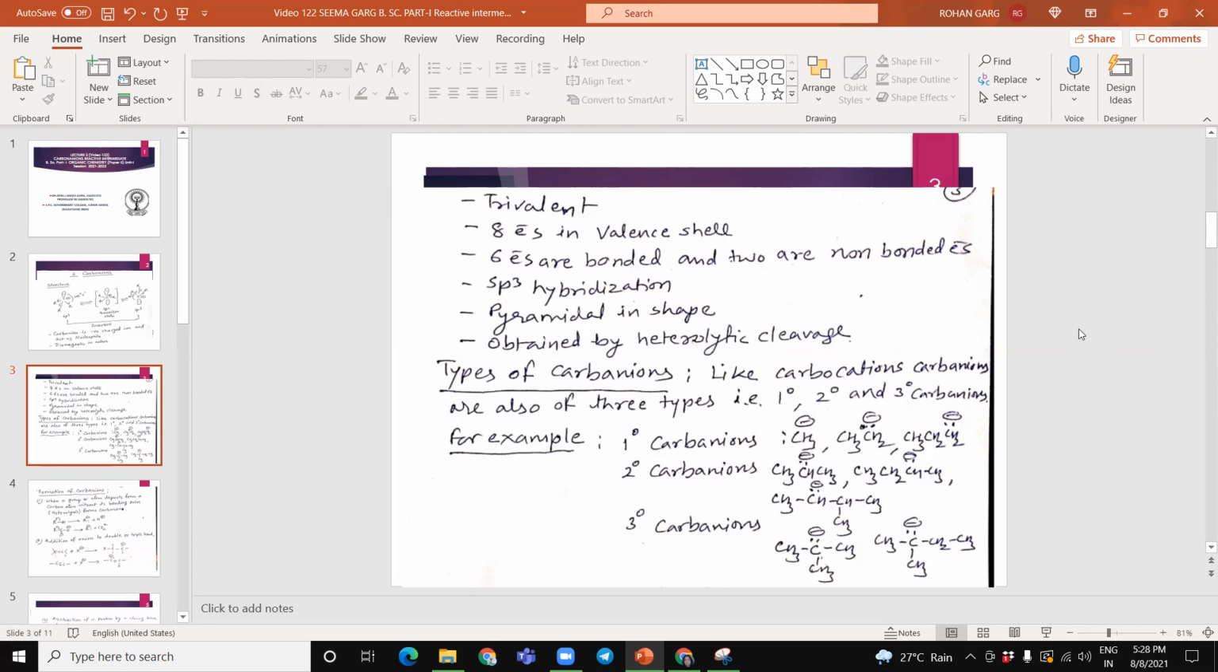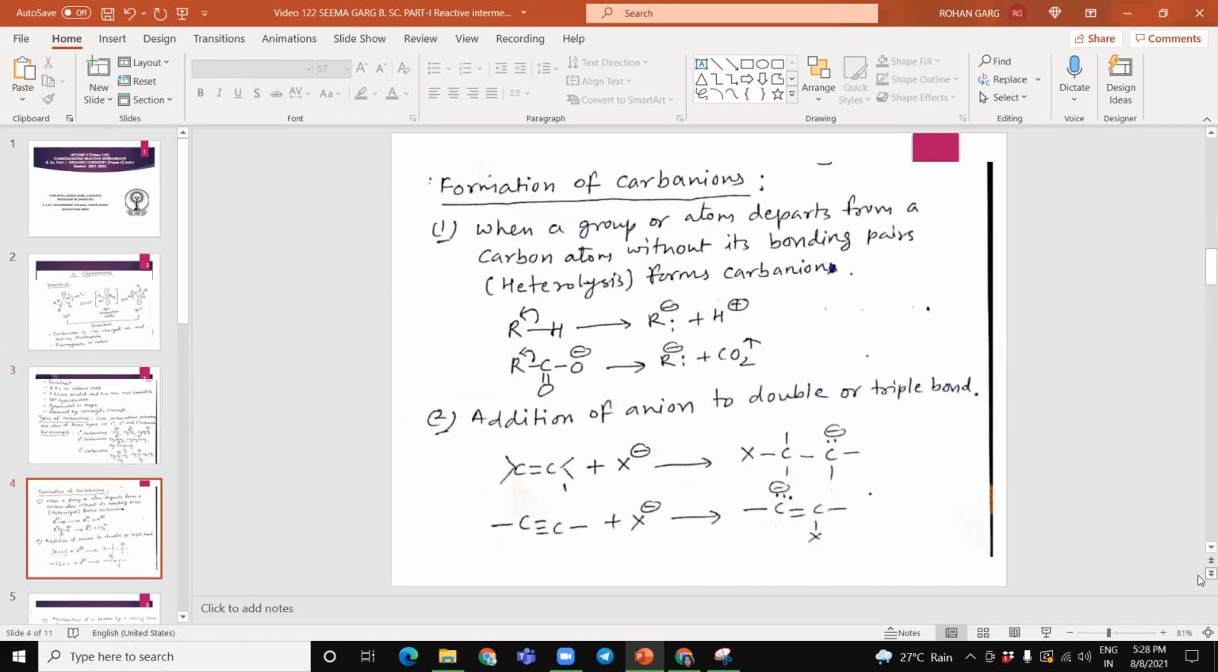Carbanions are of 3 types: primary, secondary, and tertiary. Primary carbanions, see the examples. It is connected with a single carbon. Secondary carbanions are connected with two other carbons. Tertiary are connected with 3 other carbons.